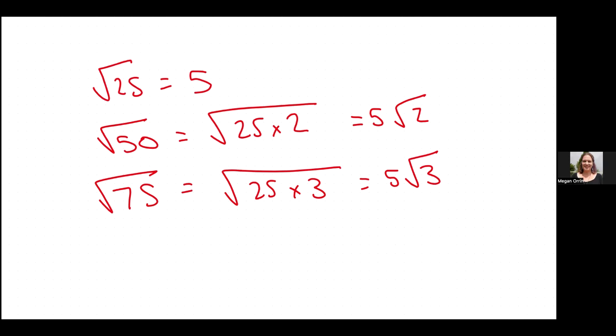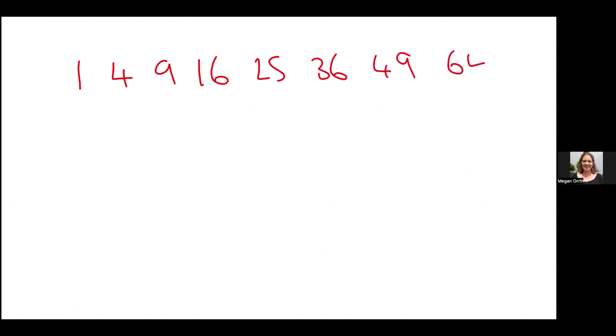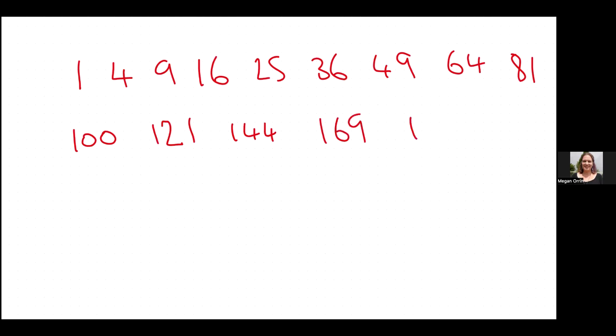So let's just quickly talk about that. What is 1 squared? What's 2 squared? 3 squared? 4, 5, 6, 7, 8, 9, 10, 11, 12, 13, 14, 15. Okay. I recommend you know these.